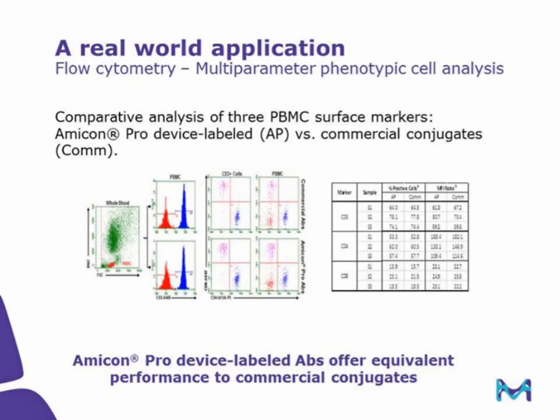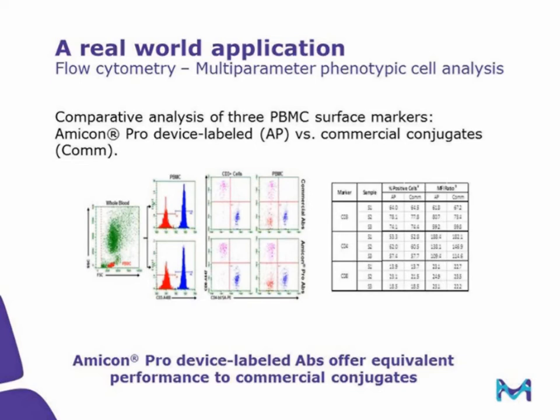To demonstrate the utility of the diafiltration-based antibody labeling method for flow-based applications, 3 antibodies, anti-CD3, CD4, and CD8, were labeled with unique small molecules using the Amicon Pro device. Staining performance in human whole blood with the labeled antibodies was compared to that of commercial conjugates using equivalent antibody load.